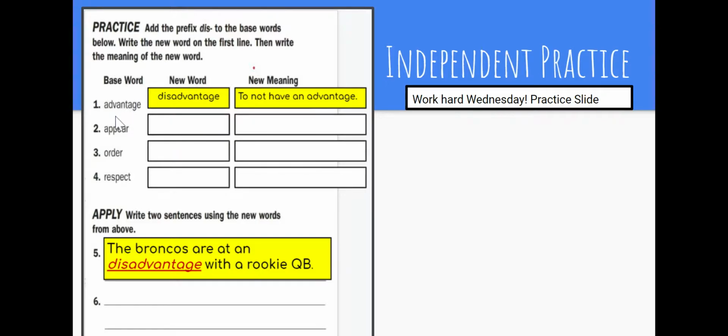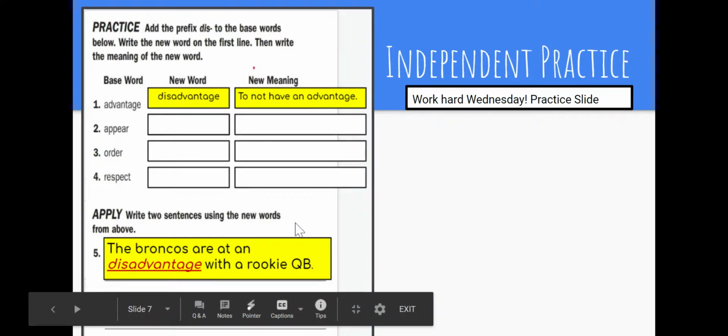The base word is advantage. Then I'm going to add the prefix dis to the base word, get a new word. You are going to type in the new word like I did here. The new word is disadvantage. Then I have to say, what is the new meaning? The new meaning is to not have an advantage, okay?